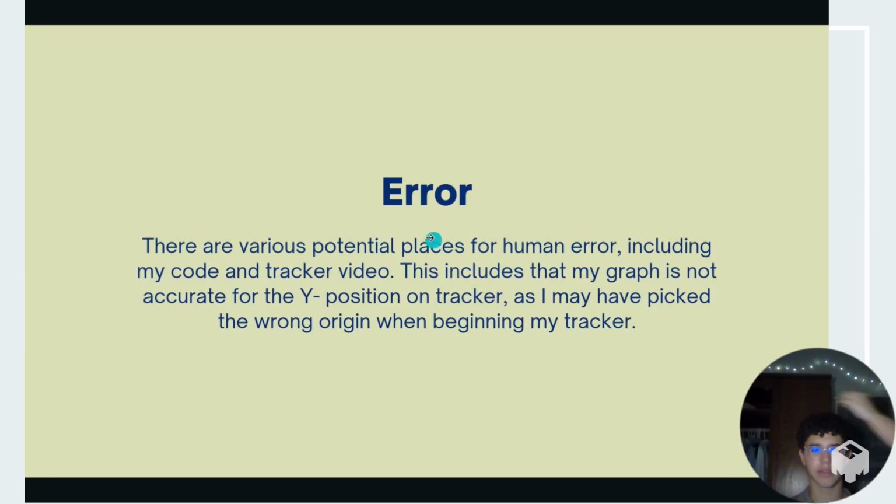Okay, here are my potential errors. There are various potential places for human error, including my code and tracker video. This includes that my graph is not accurate for the y position on the tracker, as I may have picked the wrong origin when beginning my tracker. And I didn't notice that till it was a little bit too late, but I do apologize.